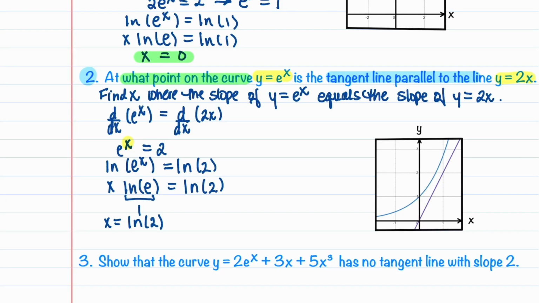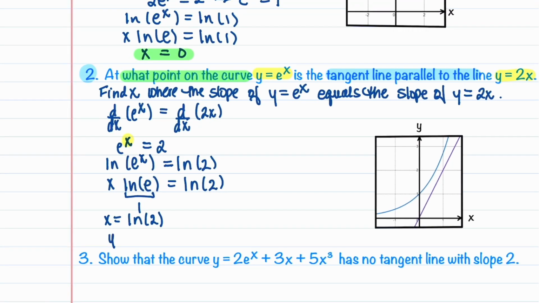We wanted to find what point on the curve. Normally, when you're asked to find a point, that means you need the x value and the y value. So let's see what our y value is. Our y is equal to e to the x. So this is e to the natural log of 2, and that's just equal to 2. So our point is natural log of 2, comma 2. That's our x value and our y value.